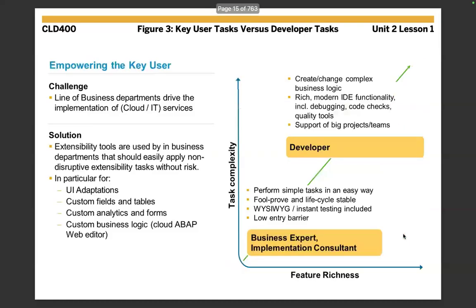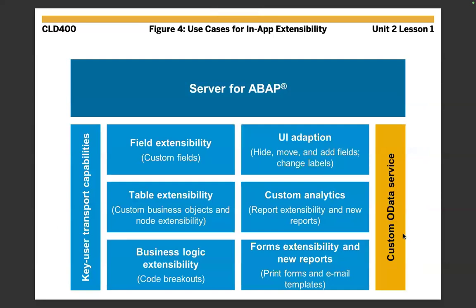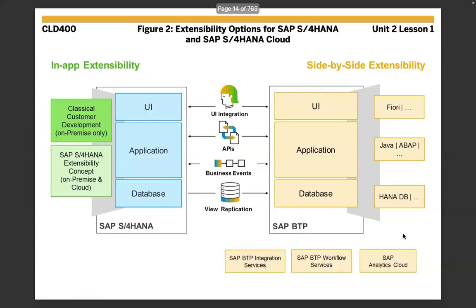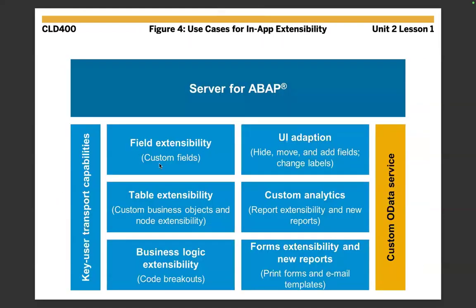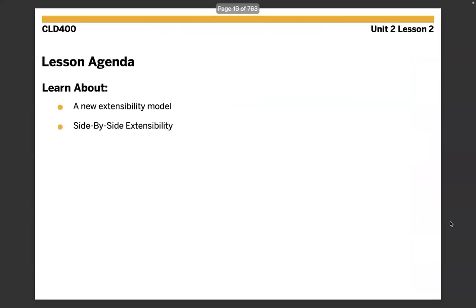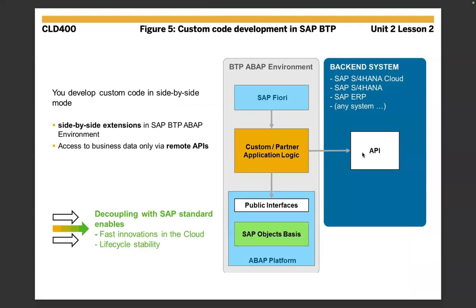Now we need to understand what are the various things that we are going to do in our side by side extensibility. In the S4 HANA system, we used to do things like field extensibility, meaning custom fields, adding new fields to the standard database tables, UI adaptations like hiding, moving, and adding fields on the screen. Then we have table extensibilities, cloud analytics, business logic extensibilities, form extensibilities. These are all things we used to do directly on the web server. But BTP side-by-side extensibility will enable us to do a lot of things without disturbing the core.